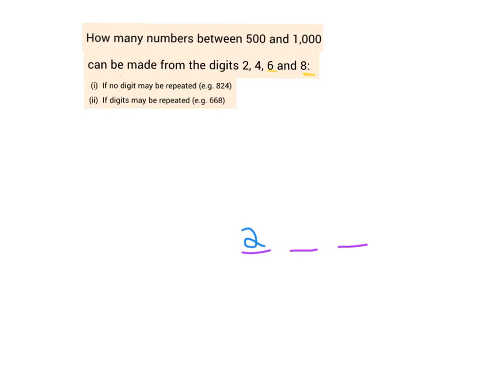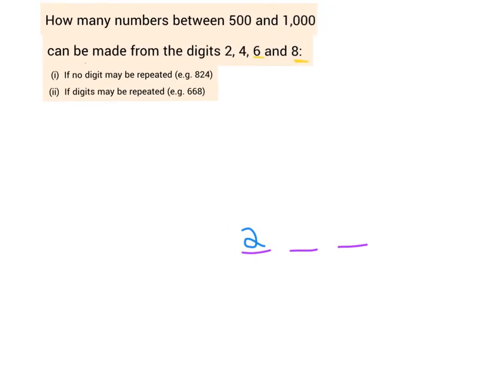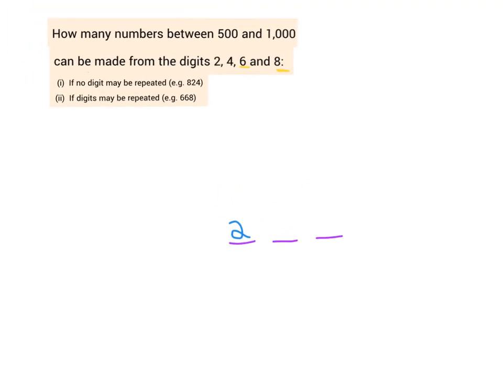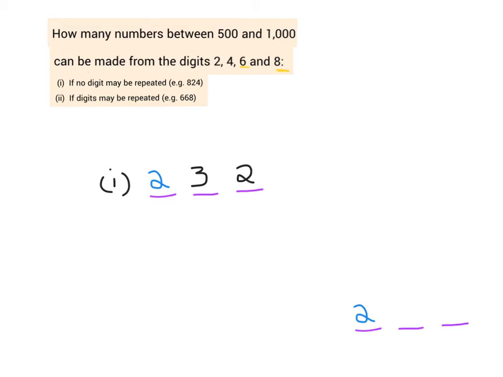So let's look at the other parts of the question. In part 1, it says if no digit can be repeated. Well, I have 2 options here out of the 4 numbers for the first spot. I've used one of them, so 4 take away 1 means I have 3 options left, and then 3 take away 1 means I have 2 options left here. So 2 by 3 by 2 means that I have 12 possible numbers.